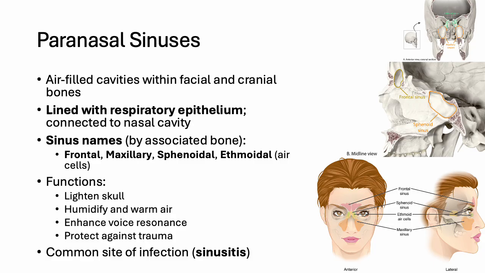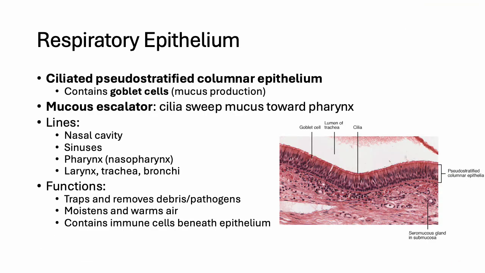Because their drainage openings can be small and located high within the sinuses, they are prone to blockage and infection. This is especially true for the maxillary sinuses, which often remain filled during upper respiratory tract infections, leading to sinusitis, which is characterized by facial pressure, headaches, and nasal congestion.